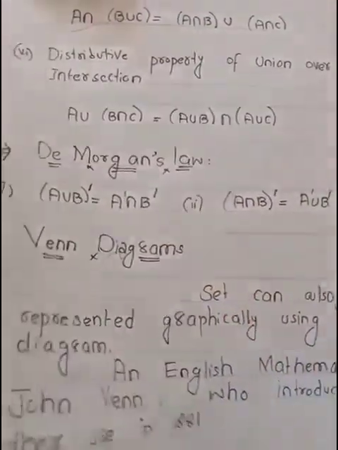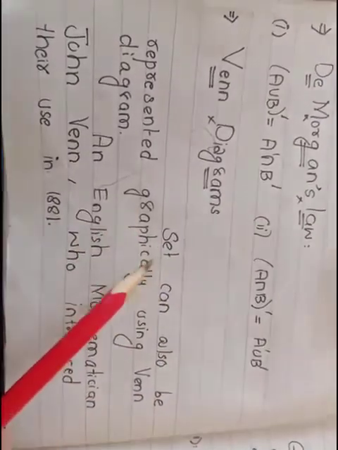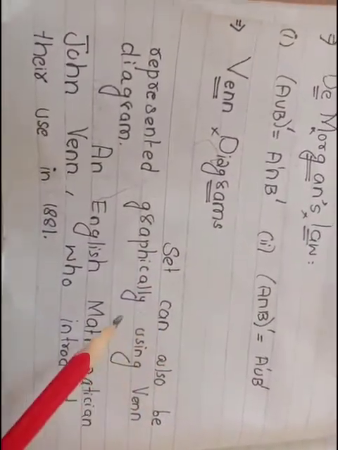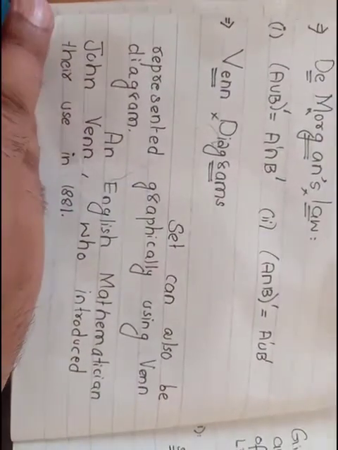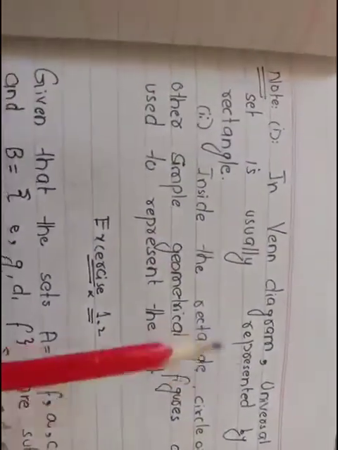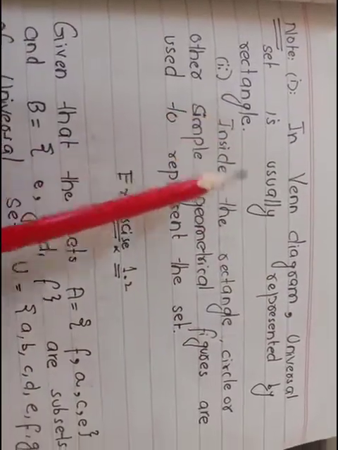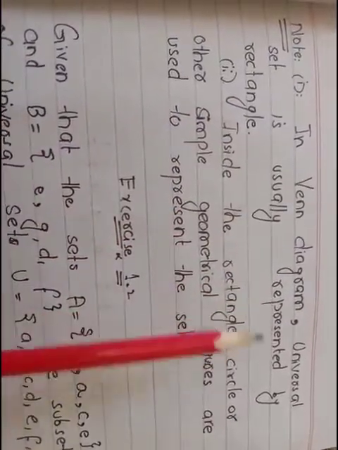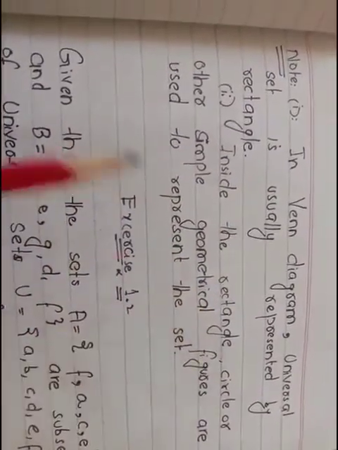Our next topic is the Venn diagram. Sets can also be represented graphically using a Venn diagram. Venn was an English mathematician who introduced the Venn diagram concept in 1881. We can represent a set with the help of a Venn diagram. In a Venn diagram, the universal set is usually represented by a rectangle, and the sets inside the rectangle are represented by a circle or other simple geometrical figures.